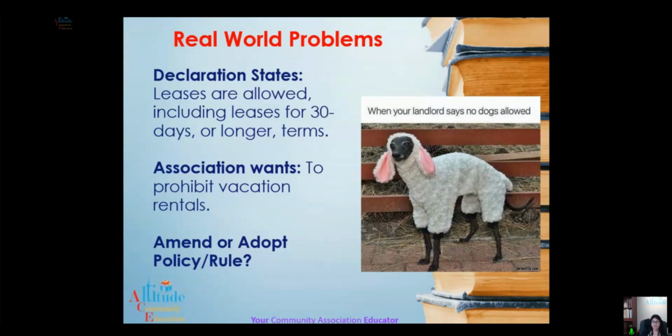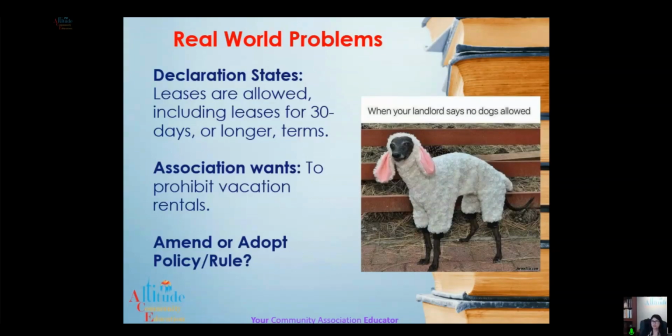So can they do that with a rule, or do they have to amend? So this is tricky, and this one always gets associations pretty upset with me when I tell them, no, you have to amend. If you're looking at it and you're like, what do you mean you have to amend, Alina? What are you saying? I'm saying you have to amend. If you look at the way the declaration is actually written in this particular case, you've got to break it up. Leases are allowed. That could be a sentence on its own, right?